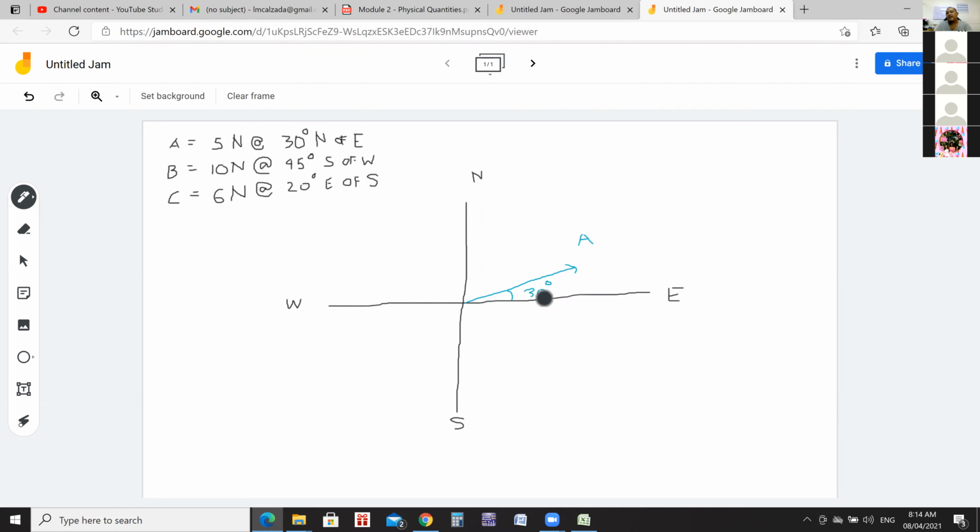So meaning it is north from east. From here toward here is 30 degrees. Next vector is 10 Newton, 45 degrees south of west. It goes from west toward south, 45 degrees. Yes, 10 Newton. So most probably, since it is 10 Newton, it is longer. This is our vector B.